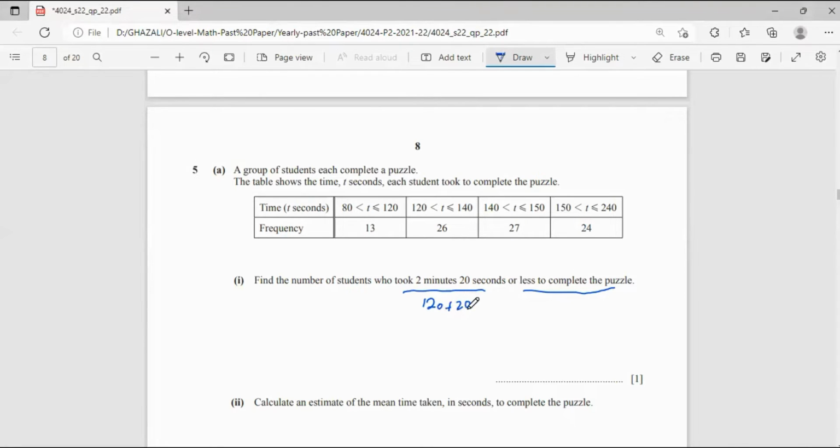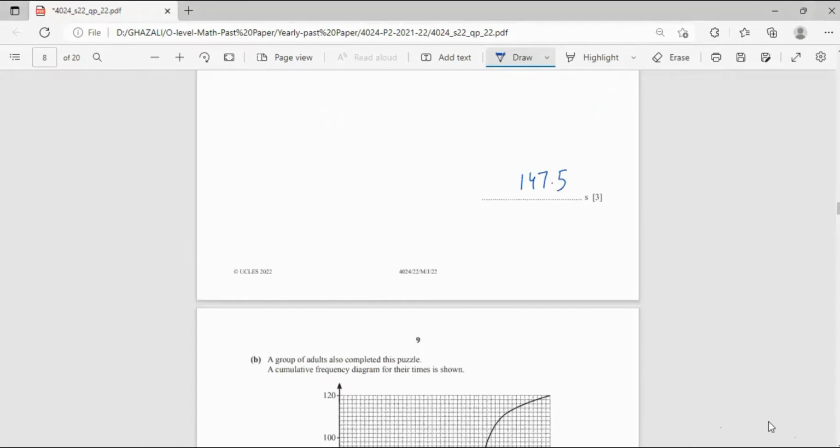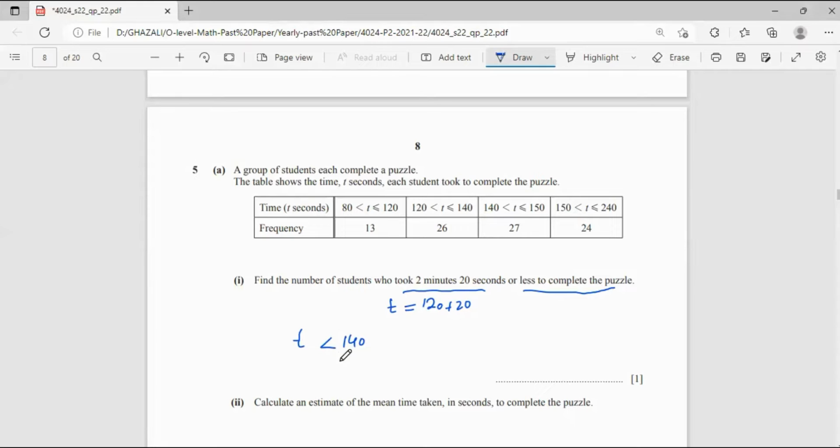2 minutes 20 seconds is 120 plus 20, so the total time is 140 seconds. We need the time less than 140 seconds. Now the frequency for 120 to 140 seconds is 26, and for 80 to 120 it is 13. So the number of students who took less than 140 seconds is 26 plus 13, which is 39.